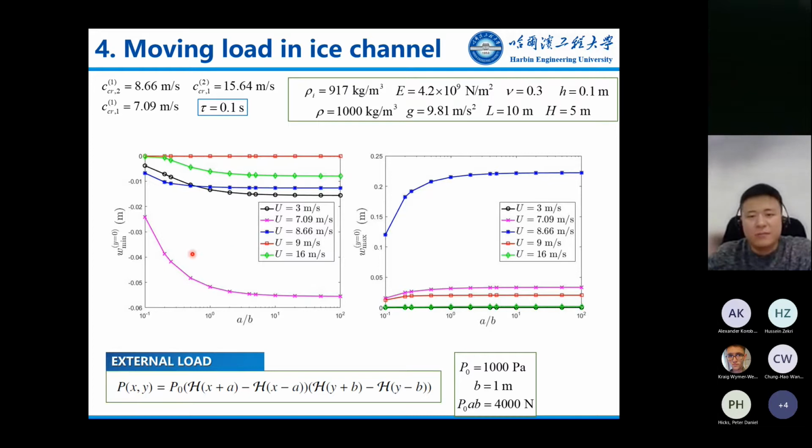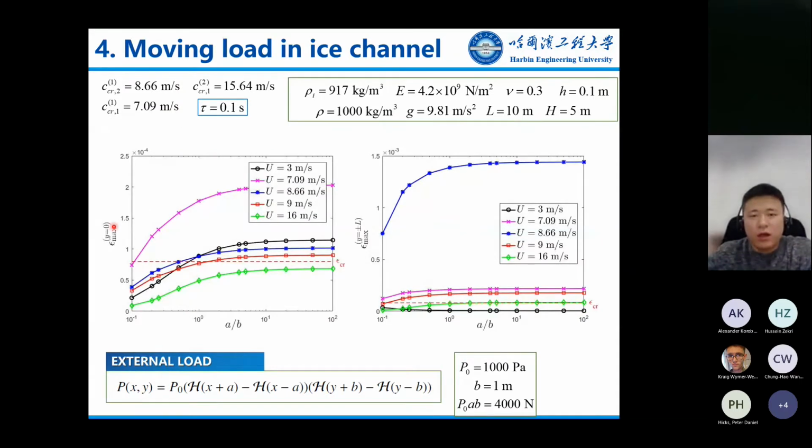Here we give the maximum and the minimum ice deflection varying with the aspect ratio of the load for different load speeds. We can find that the minimum ice deflection is more obviously affected by the aspect ratio of the load at the first critical speed, while the maximum ice deflection is more obviously affected by the load aspect ratio at the critical speed for long waves.